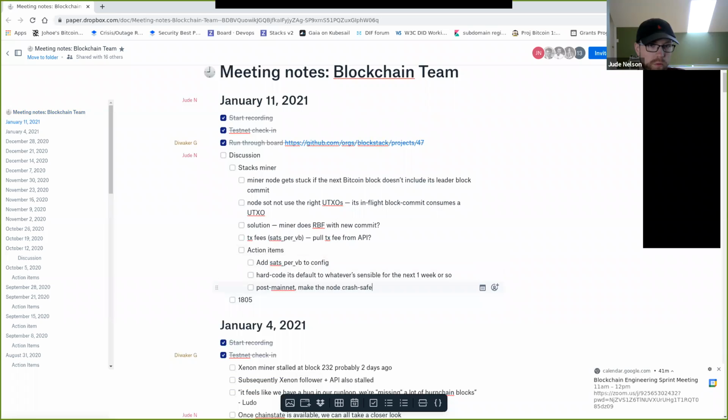Cool. So we can add the sats per VB to the config file, hard code to whatever default value is sensible for now, and then we'll worry about crash safety and possibly RBF after doing that. So Ludo, are you going to do that, or is that something I should do? I have bandwidth for taking care of this, I think.